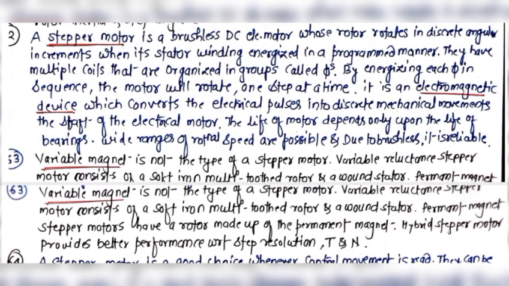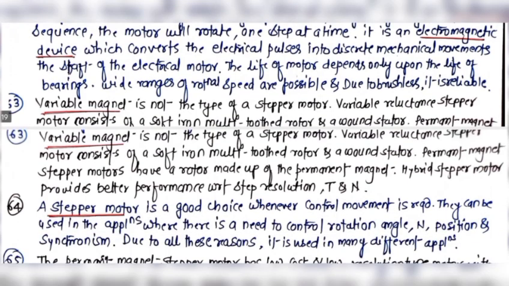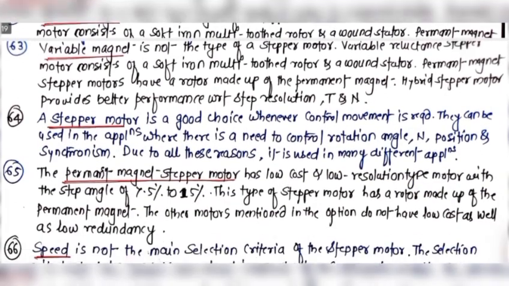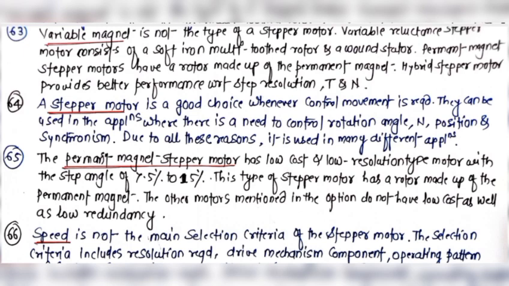The life of the motor depends only upon the life of bearings. Wide range of rotational speeds are possible and, due to being brushless, it is reliable. Variable magnet is not a type of stepper motor.